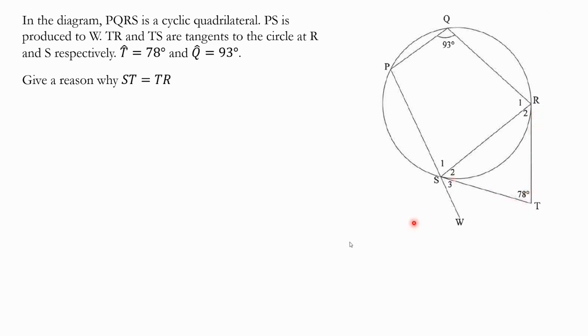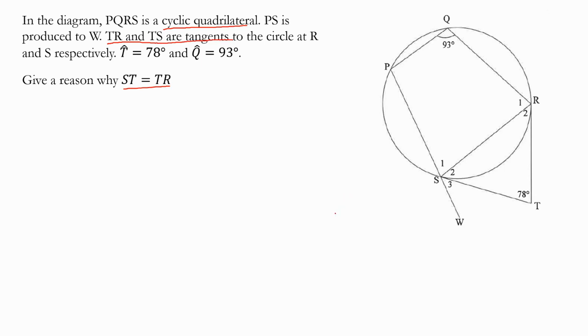Okay, let's discuss this. We have to look at the information that we were given. In the diagram, PQRS is a cyclic quadrilateral. So now, what can we get from that? Can we manage to get that ST is equal to TR? No. Then PS is produced to W. TR and TS, oh, this is ST and TR, are tangents to the circle at R and S respectively.